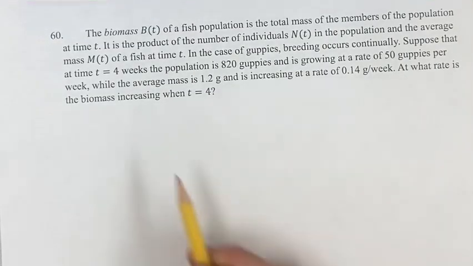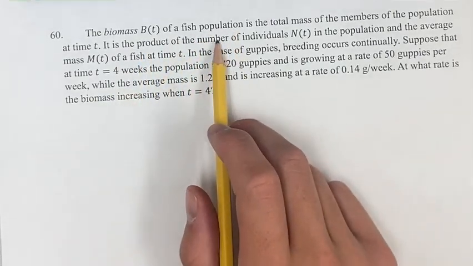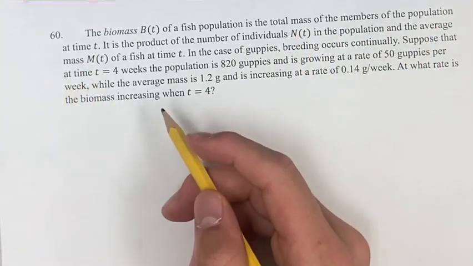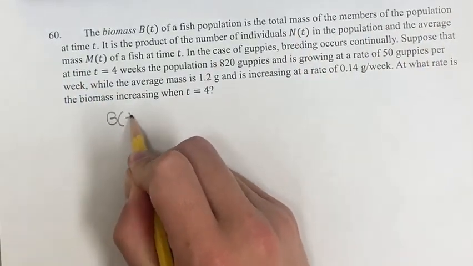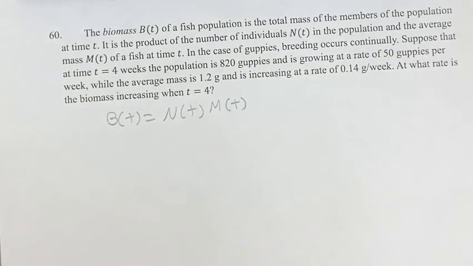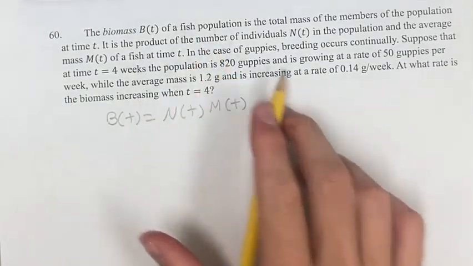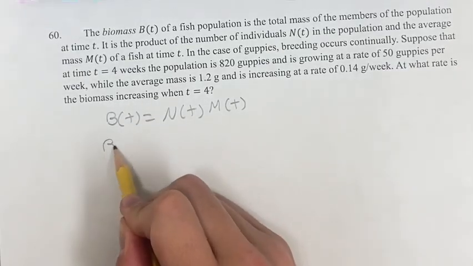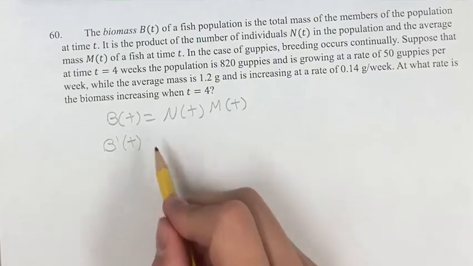In this problem, we're given that the biomass of a fish population is the product of the number of individuals n and the average mass m. So we're told that B(t) equals N(t) times M(t). And we're asked, after all this information, at what rate is the biomass increasing? So we're asking for the derivative of B.